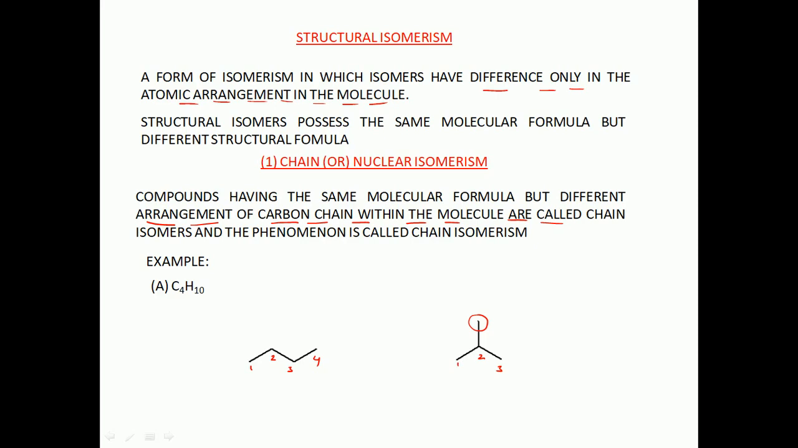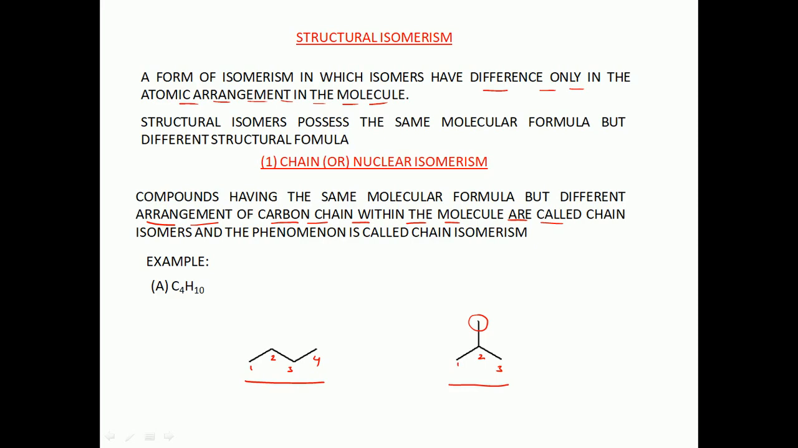In the first structure, how many carbon atoms are there? 4 carbon atoms are there in the chain. In the second structure, only 2 are there in the chain, but both are having the same molecular formula. The relation between the first structure and the second structure is called chain isomers.